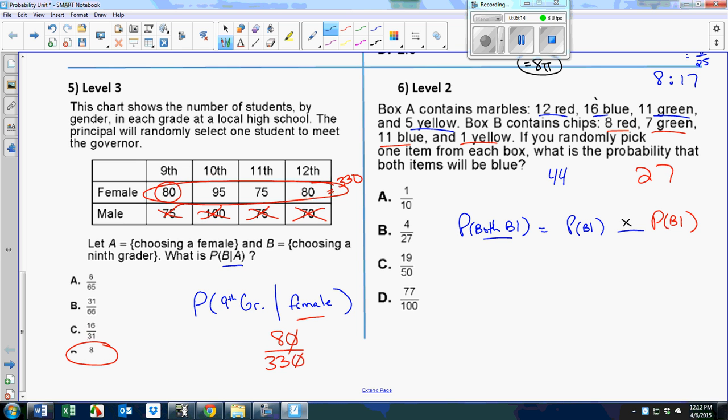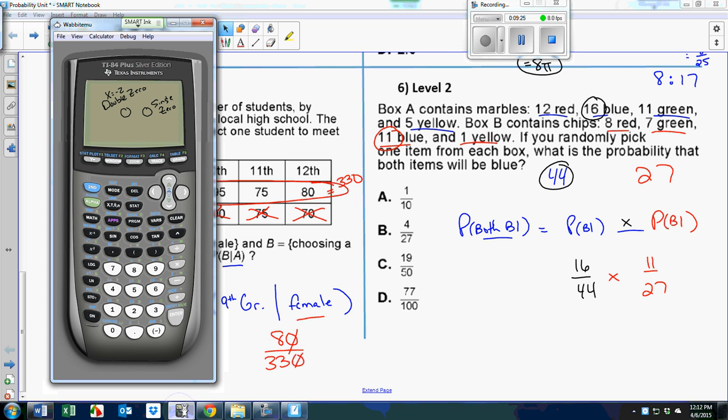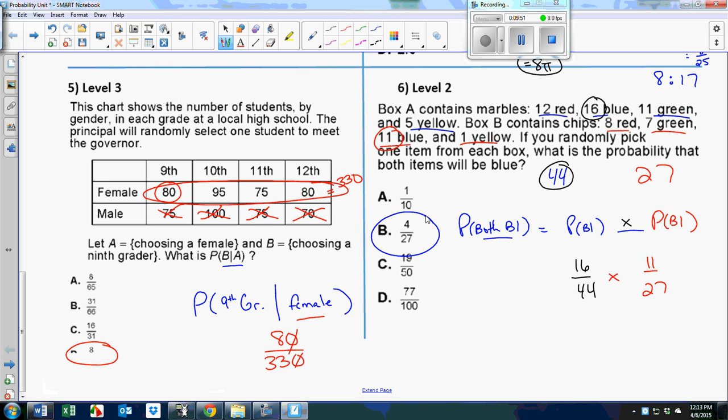So in the first one, it would be 16 out of 44, and the second probability would be 11 out of 27. We'll multiply them. We'll let the calculator do the heavy lifting here. Some old work here we need to get rid of. Multiply 16 out of 44 times 11 out of 27. Math, enter, and the fraction is 4 over 27 for the answer of B.